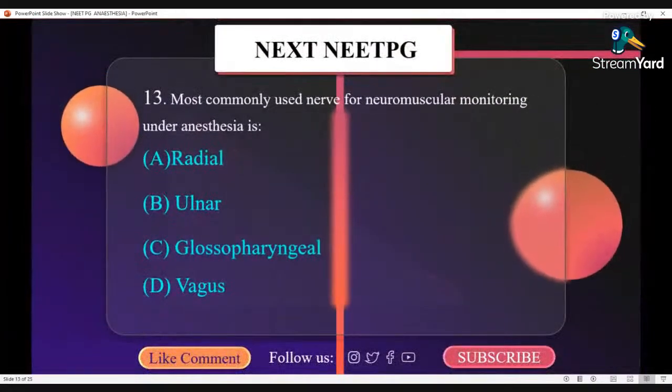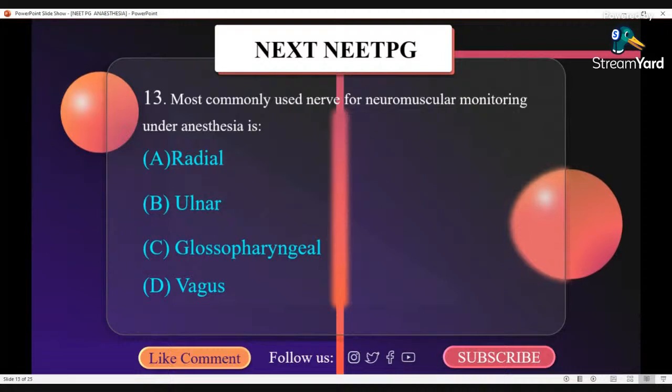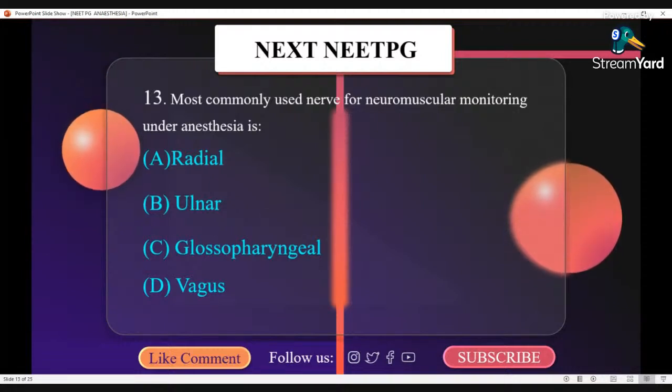Most commonly used nerve for neuromuscular monitoring under anesthesia. Neuromuscular monitoring. Which nerve do you use?